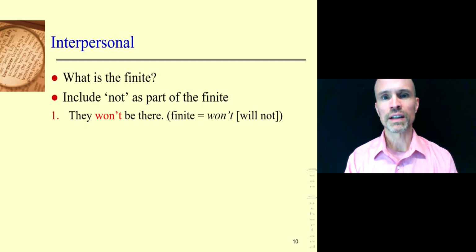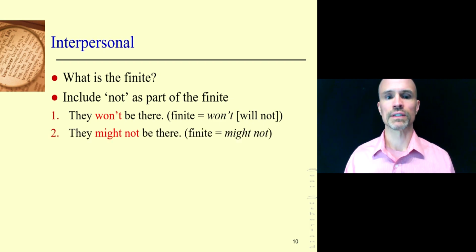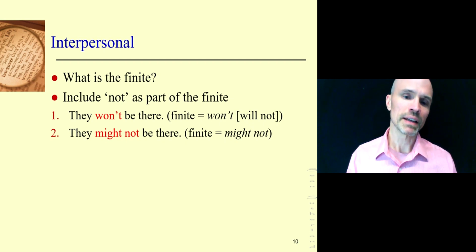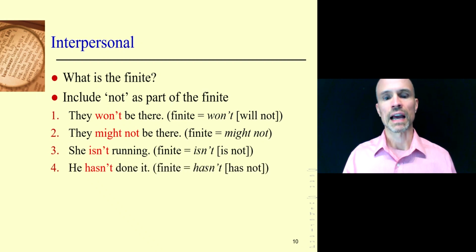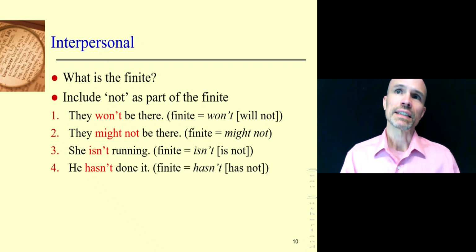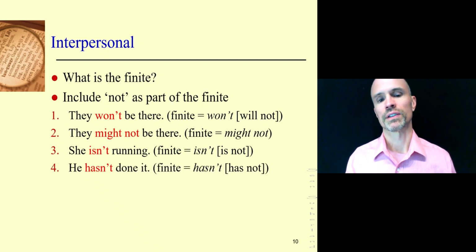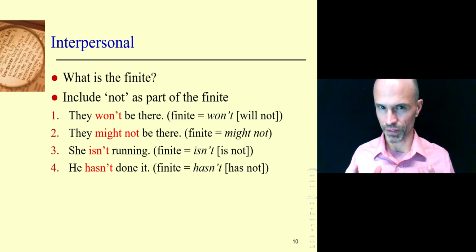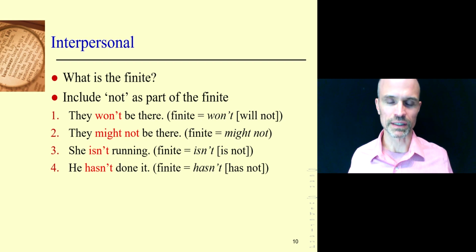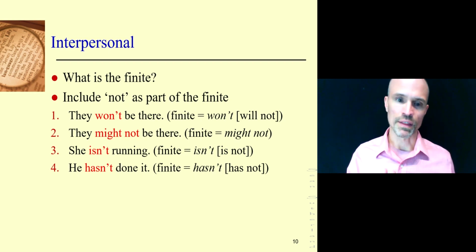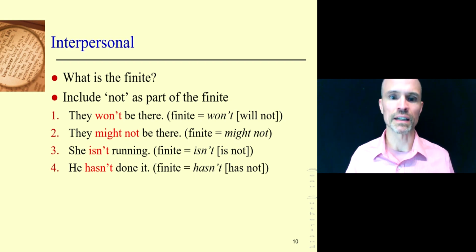So include the negative, if there is one, with the first word of the verb in order to locate the finite. See it for these two. They might not be there, she isn't running, and so on. Yes, it's possible to do different things, right? And you may have thought of them now, but you'll notice I said the most usual way to make a question is just to move the finite, including the negative, to the front.